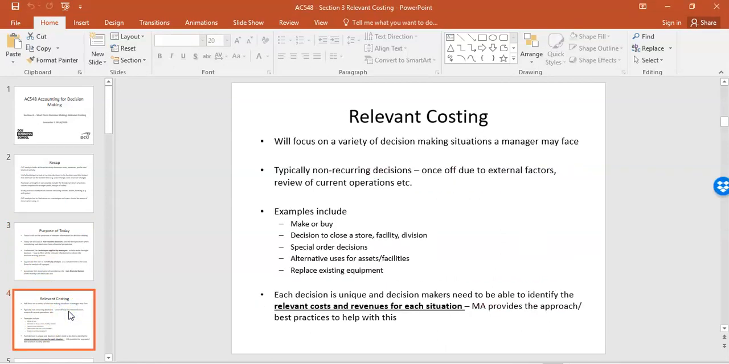So for relevant costing, we'll focus on a variety of different decision makings. For example, should you make or buy? Should you outsource something? Should you replace particular equipment? Should you look at alternative uses for facilities? And the point is what we're looking at here, as the name suggests, we're looking for the relevant costs. What's the relevant things we should consider? And what is also, I suppose, important as well, is what's irrelevant.